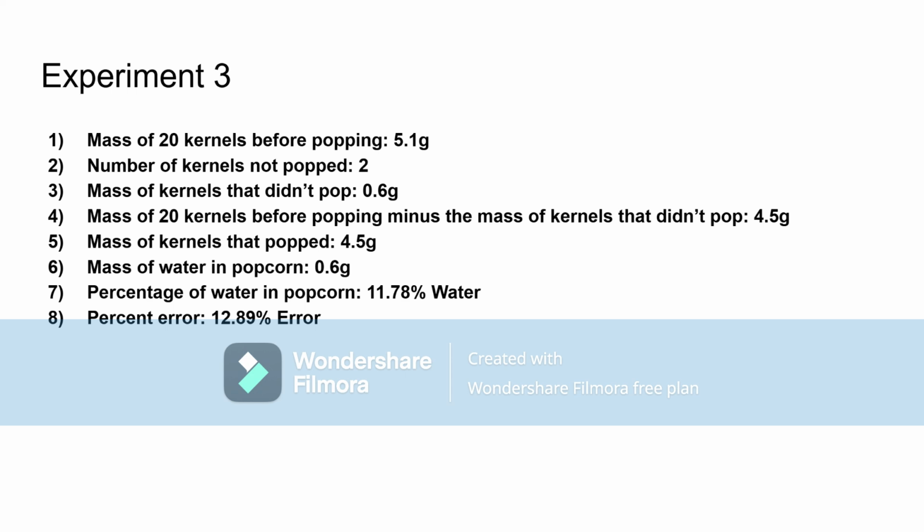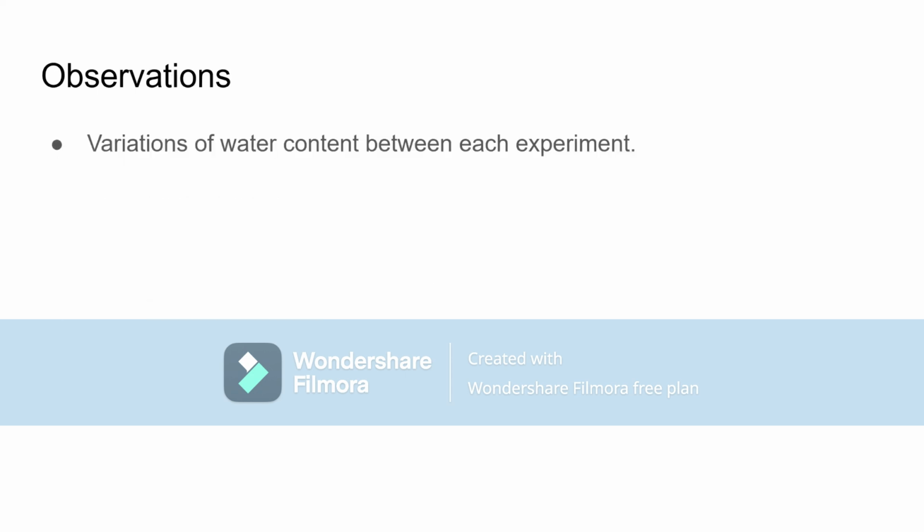And here in experiment 3, the mass was 5.1, with 2 kernels that did not pop, giving us a mass of ones that did not pop of 0.6, giving us another mass of 4.5 for the kernels before popping minus the ones that didn't pop, and the mass of the kernels that did pop, giving us a mass of water in the popcorn of 0.6. This led to the percentage of water in the popcorn being 11.78% and the percentage error only being 12.89%.